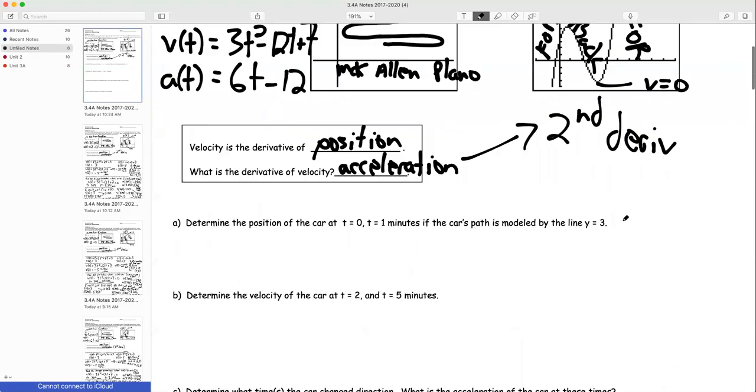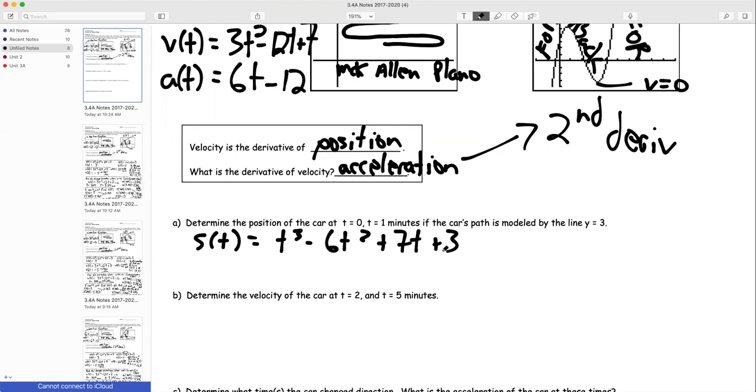Okay. So let's look at this. It says determine the position of the car at t is equal to 0, t is equal to 1 minutes if the car's path is modeled by the line y is equal to 3. So I have S of t equals t cubed minus 6t squared plus 7t plus 3. That's my position equation.